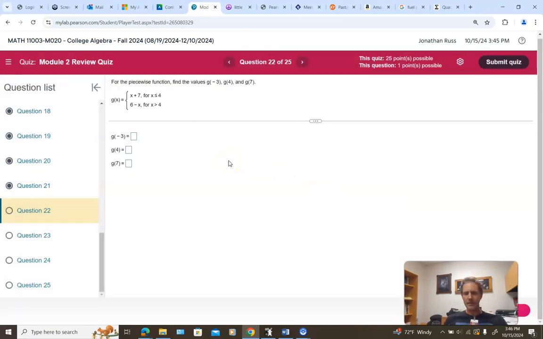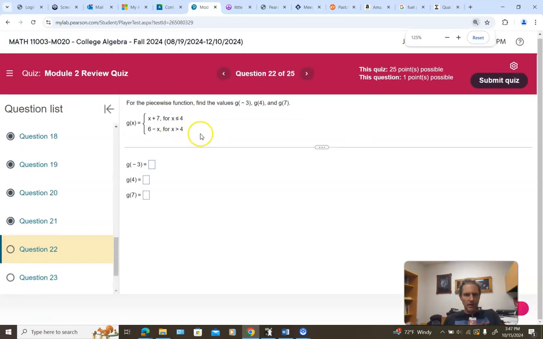Alright, so now we got our piecewise function. I'm not going to write this out because these two pieces are just linear. But we got to figure out which piece we are going to use for the -3. Well, let me zoom in a little bit. You got to look at what we have over here on the right. We're going to use this top piece for values of x that are less than or equal to 4. Well, -3 fits that category. So I'm going to plug -3 into this piece.